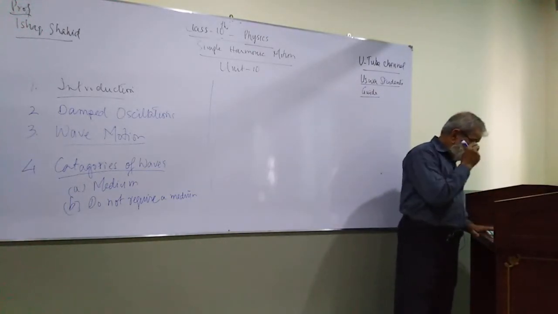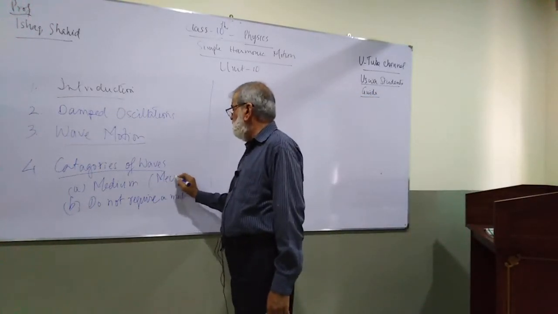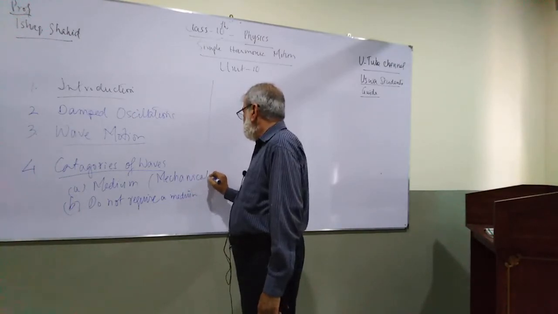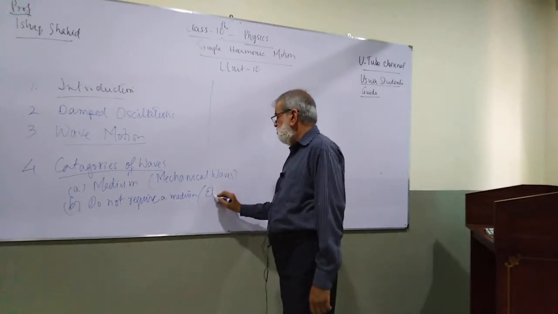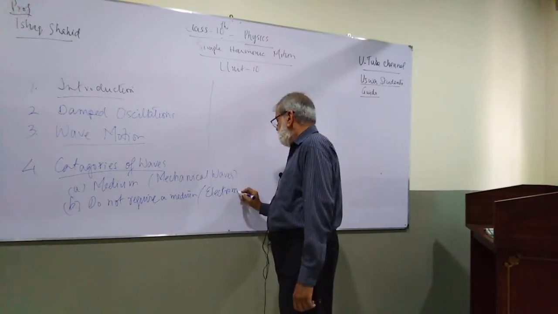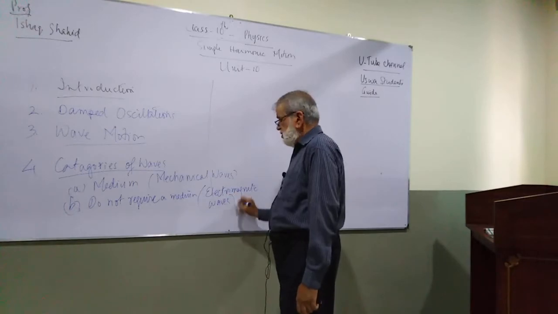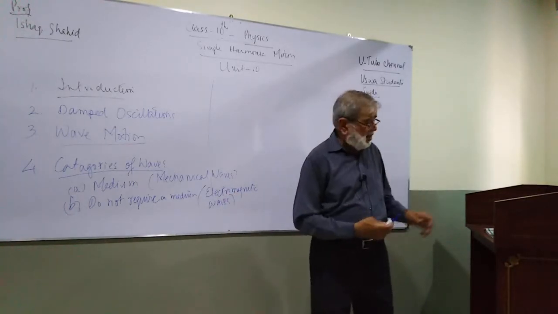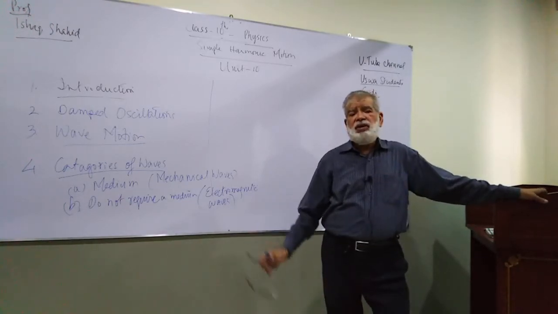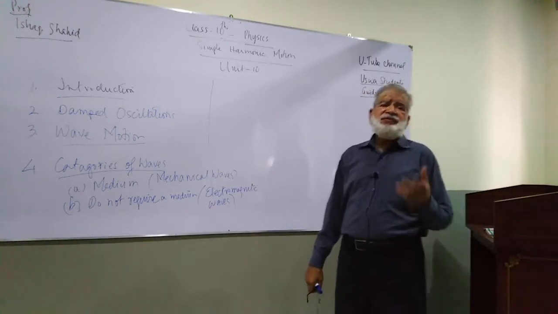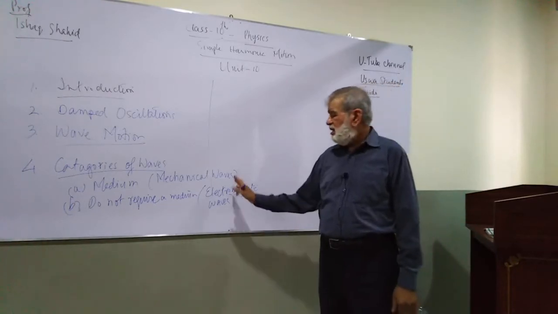So waves that require a medium, should I write it down for you? Okay, the medium is required by mechanical waves, and those which do not require a medium are the electromagnetic waves. Can you give some example of waves that require a medium? Well, sound waves cannot travel from point A to point B without a medium. Sound waves require a medium for their propagation, so sound waves are mechanical waves.